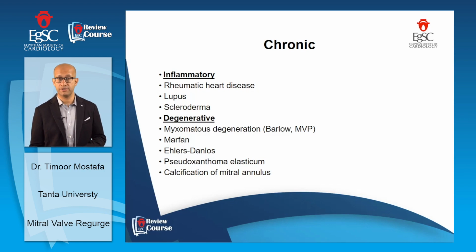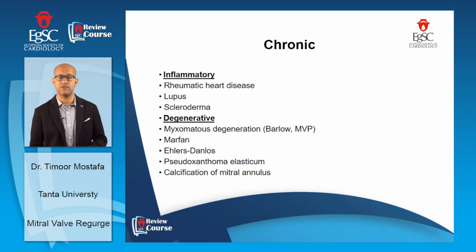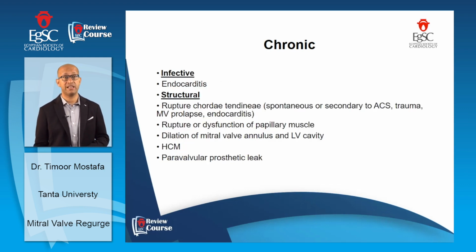Regarding the causes of chronic mitral regurgitation, it may be inflammatory like rheumatic heart disease, lupus, scleroderma. It may be degenerative like myxomatous degeneration, Marfan, Ehlers-Danlos, pseudoxanthoma elasticum, calcification of the mitral annulus. It may be infective endocarditis.